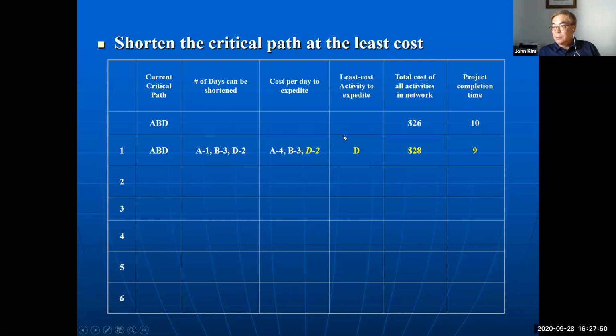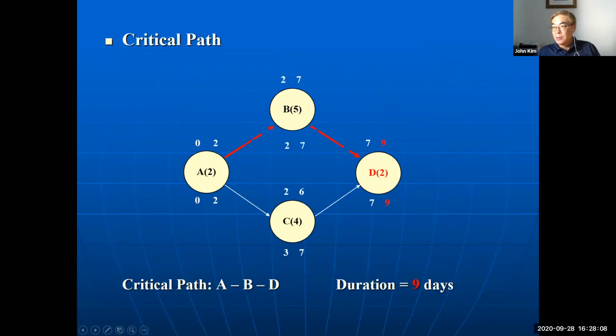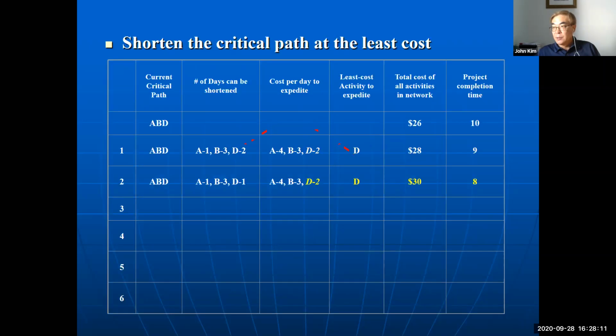Adding activity D, increasing the capacity, then cost increases and time crashes by 1 day. Then increase another in D, then $2 more, and 1 day crash and shorter.